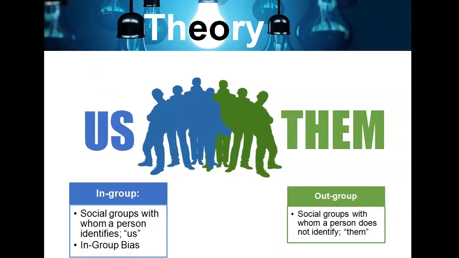Alright, another thing is there's this whole idea of the in-group and the out-group. The in-group is who you associate yourself with, who you identify yourself with, whether it's a certain sport, a certain group, a certain community, a certain school. There's so many things. And that's your in-group. Everybody else is then the out-group. And it's the us versus the them.